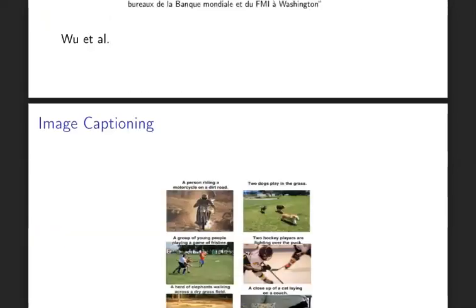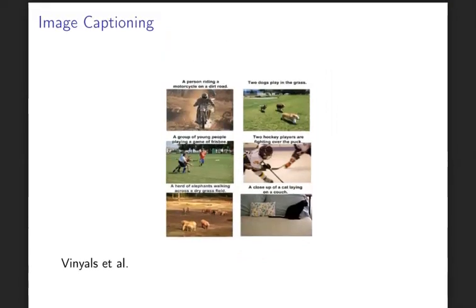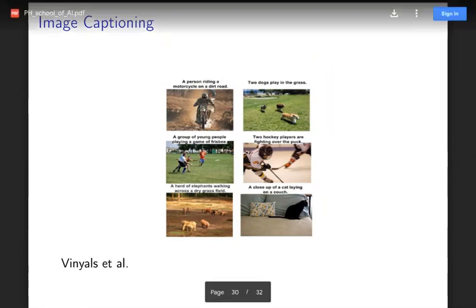So the last application I'll be looking at is image captioning. Given an image, it gives us a short sentence about this image. For example, looking at this, you can see the deep learning model predicts a person riding a motorcycle on a dirt road, right? Now you'd be wondering, why is this so perfect? Yeah, it's actually good, right? Another image is captioned two dogs playing in the grass, and two hockey players. The text is generated based on the image. So it takes an image and it captions what it is.